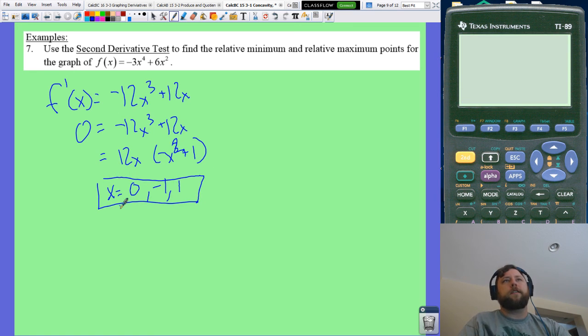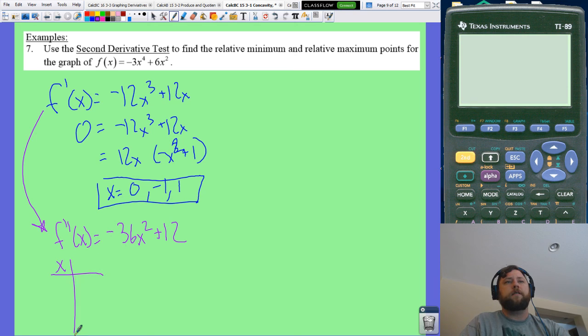So we've got to figure out relative mins and maxes. I'm going to use the second derivative because it's very easy for me to derive this. So f double prime of x is going to be negative 36x squared plus 12. And I'm going to test each of these. So I'll make a little table here: 0, negative 1, 1. What is the second derivative going to be? If you plug in 0, it's going to be 12. If you plug in negative 1, you will get negative 24. If you plug in positive 1, you get negative 24.